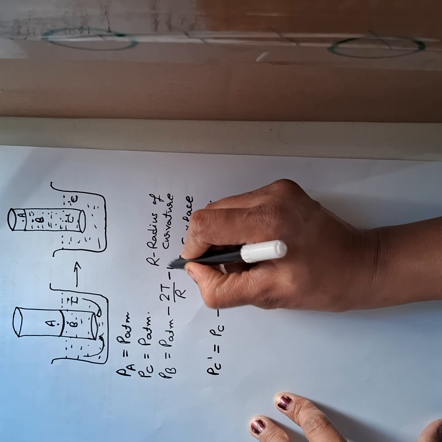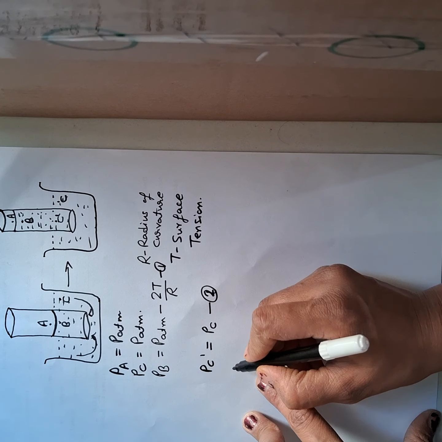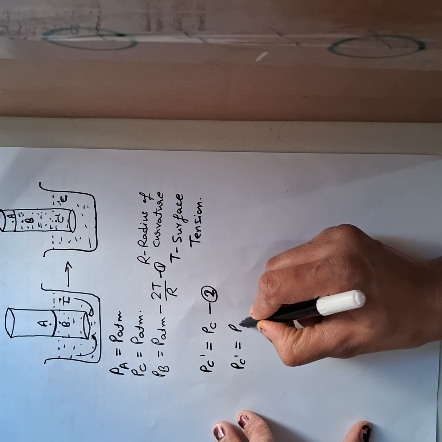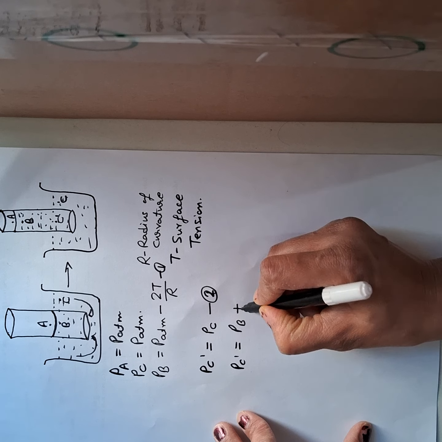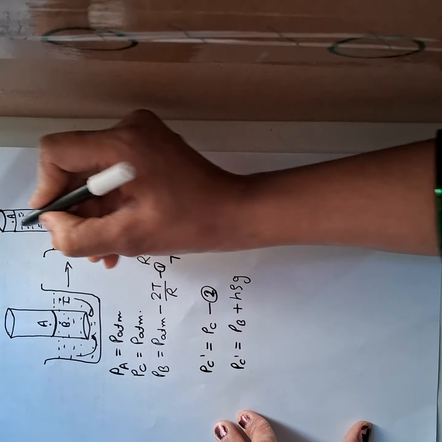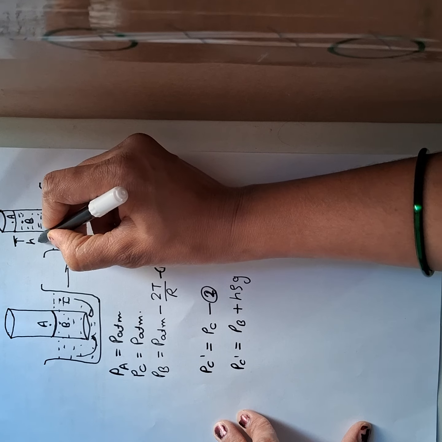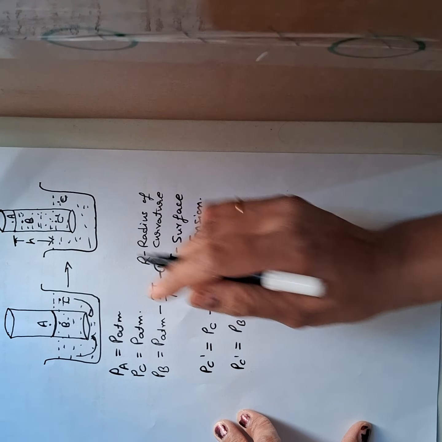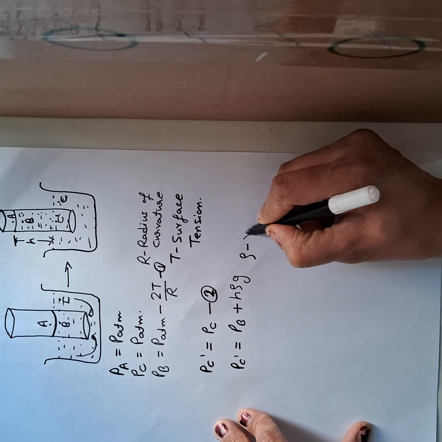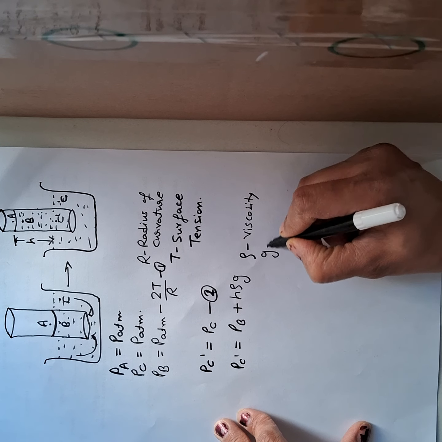Let's mark it as equation 1 and this as equation 2. Now the pressure at C prime, that is P C prime, is equal to the pressure at B plus h rho g. What is h here? h is the rise in liquid, the height of the liquid which has risen from the previous level. Rho is the density of the liquid and g is gravity.